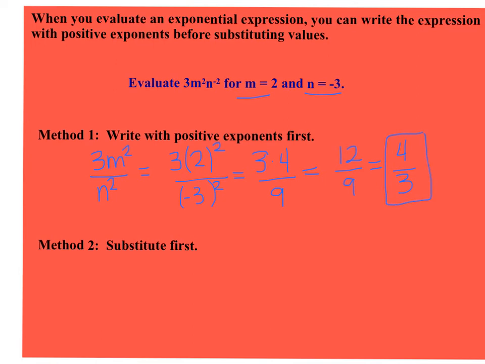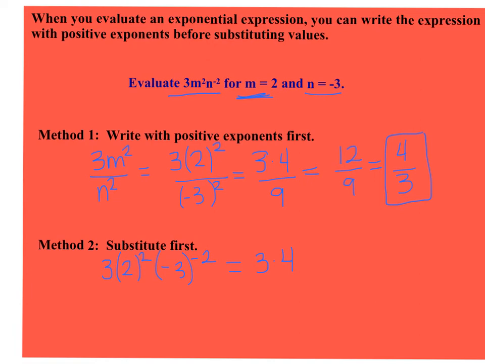The second method is to actually just substitute first. So we're replacing that original expression. 3m is now being replaced with 2. So 3 times m squared is 3 times 2 squared times n. N is negative 3. And that is to the negative second power in the original expression. So now you can just evaluate. And again, if we worked with the exponents first, this would be 3 times 4.